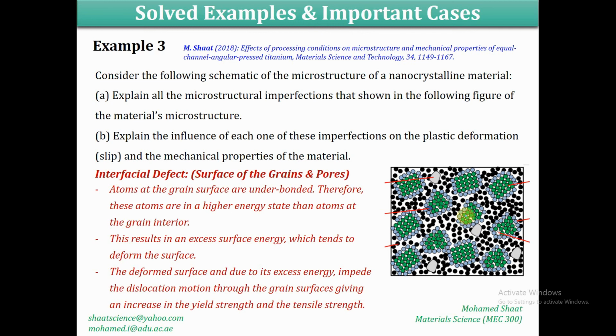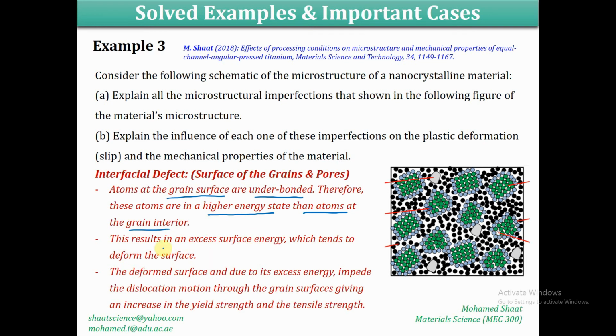This is considered as a defect, as is explained in chapter 4. So atoms at the grain surface, the same thing, atoms located over the grain, the boundary of the pore, are underbonded, as we mentioned in chapter 4. Therefore, these atoms are in a higher energy state than any other atom located inside the grain core. So these atoms will have higher energy than the other atoms inside the main core of the material, and that's why this difference in the energy, as we mentioned in chapter 4, will be counted as a crystal defect, as one of the material imperfections.